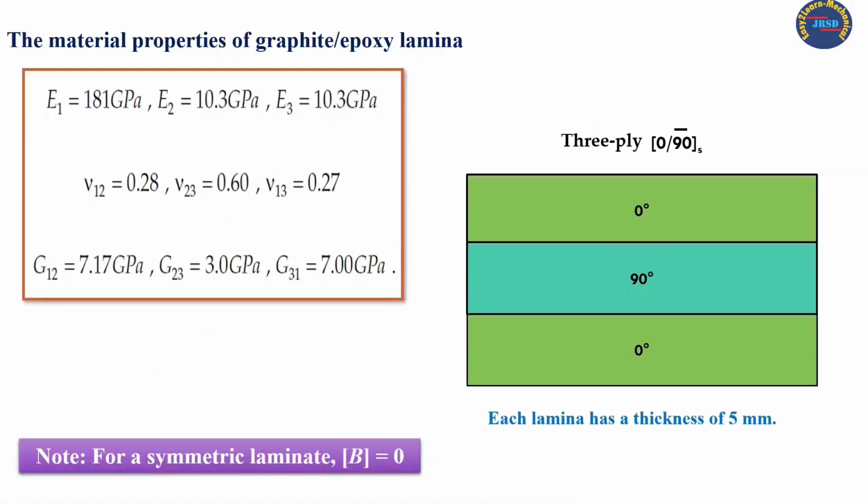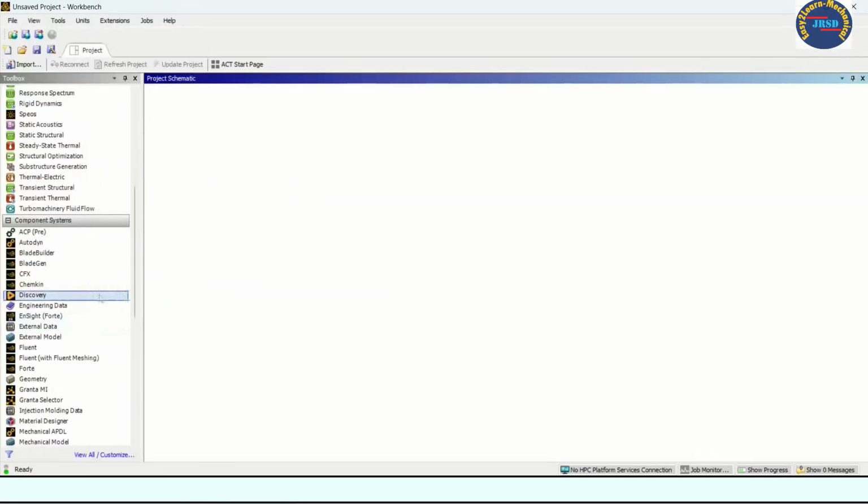In this video I am going to consider one example problem. I am going to use the same material property which was used in the previous video, graphite epoxy. So this is the material property of the graphite epoxy lamina. Here we are going to consider one laminate having 0 degree, 90 degree and another 0 degree layer, so we can call it a 3-ply symmetric laminate.